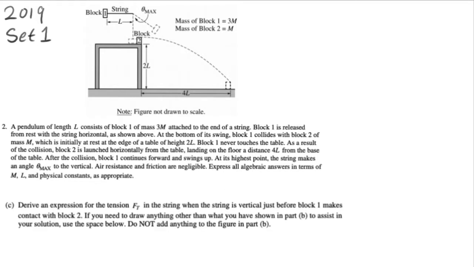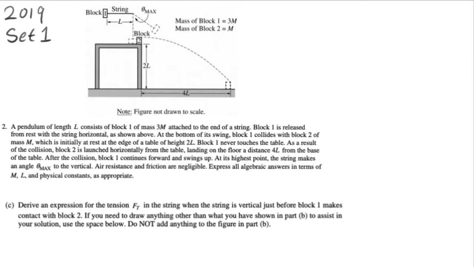Okay, part C. Derive an expression for the tension Ft in the string when the string is vertical just before block 1 makes contact with block 2. Draw anything other than you've shown in part B to assist your solution. Use the space below. Do not add anything in the figure of part B. Do not edit your answer once you've written it unless you've noticed that it's wrong.